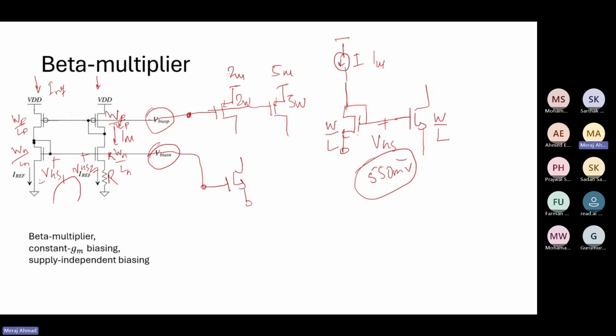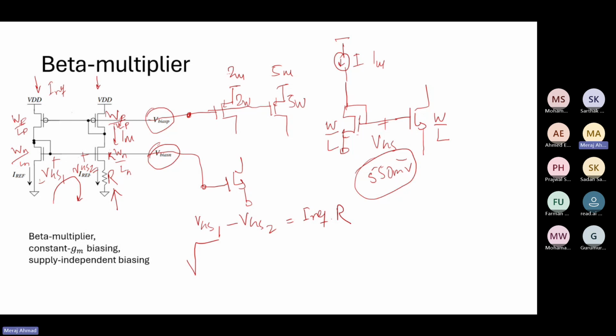So just put a KVL loop here. What is the key equation I'm trying to derive? VGS2 is equal to IREF times R. Because for designing a beta multiplier, we already know the W/L sizes of all transistors. This is how we select this R. So this is what I'm trying to derive. What value of VGS can we put?